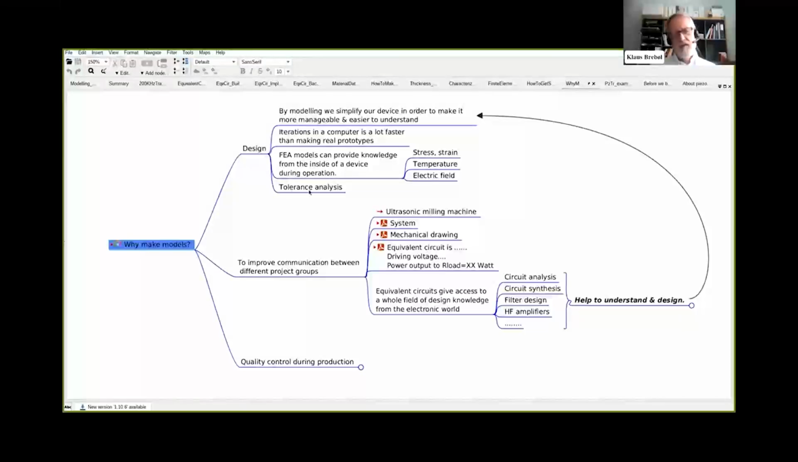And finally, we can also use the model for tolerance analysis. So we can check if our product can be manufactured using normal tolerances, nothing exotic. So that's one part of modeling. But there's another one, and that is that it can be used to improve communication between different project groups. We have just heard that we need quite a lot of different expertises involved in this. So as an example, I'll show you an ultrasonic milling machine.